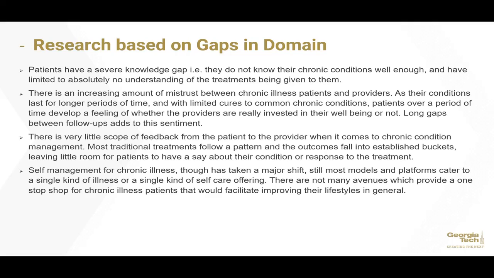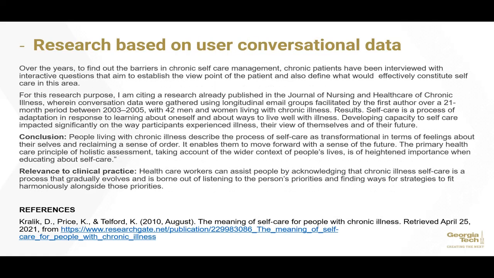Next, there is very little scope of feedback from the patient to the provider when it comes to chronic condition management. Most traditional treatments follow a set pattern and the outcomes fall into established buckets, which leaves little room for patients to have a say about their condition or response to the ongoing treatment. Lastly, self-management for chronic illness, though it has improved over the years, still most models and platforms cater to a single kind of illness or a single kind of self-care offering. There are not many avenues which provide a one-stop shop for multiple chronic illnesses that patients can utilize and that would help them to improve their lifestyles in general.